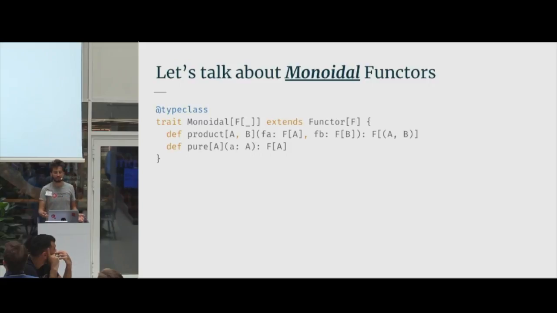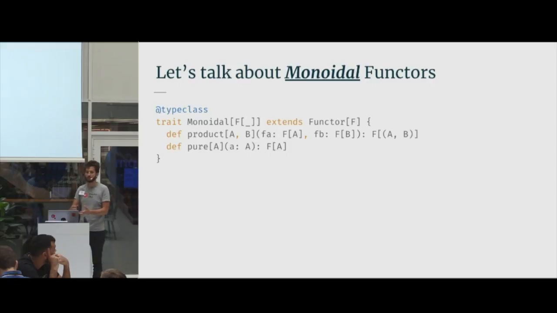And because it extends functor, we can also map over this to turn it, for example, into an f of c if we have a function from a and b to c, right? And then it also defines this pure function, which can lift basically any value into this monoidal context, right? So if you give it an a, it can give you back an f of a. And this one is pretty much an analog to the empty function on monoid, which we'll see about.